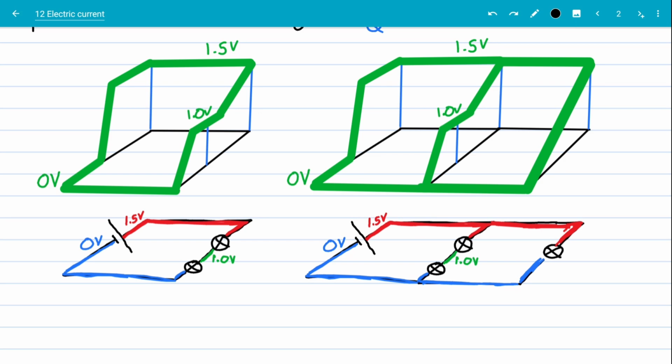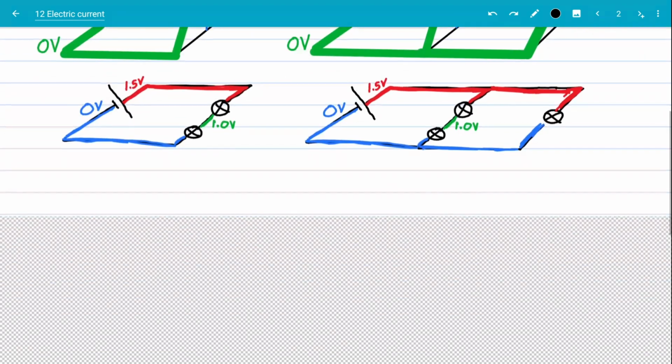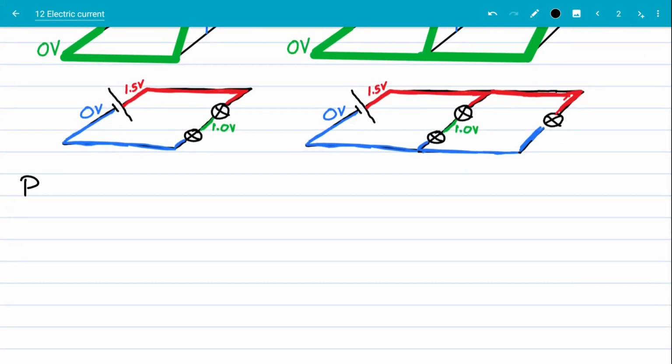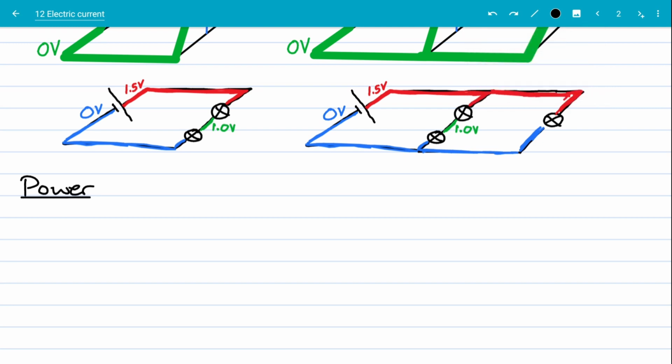So let's move on to power. And when we look at electric fields in that topic, what I've drawn on this, you're going to go, wow, that's brilliant. And it's going to make a lot more sense. But for now, let's move on to power. Slightly more straightforward for power.